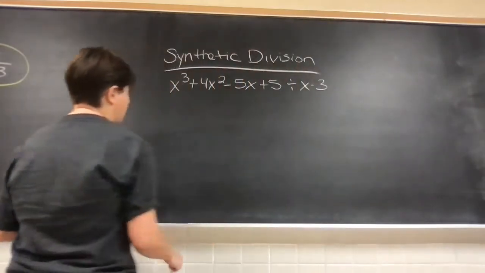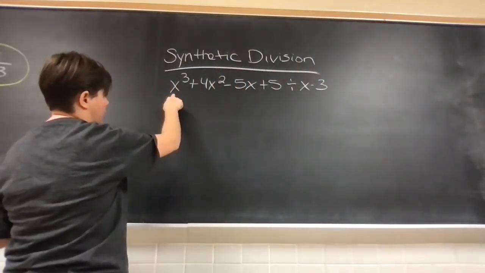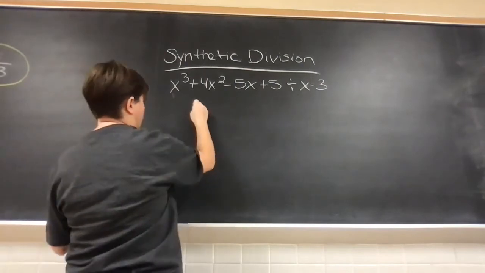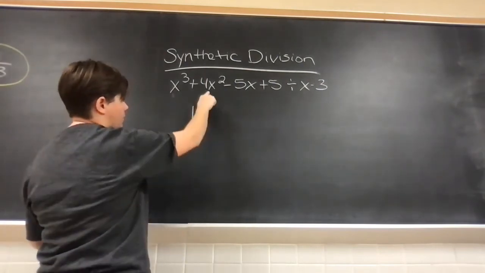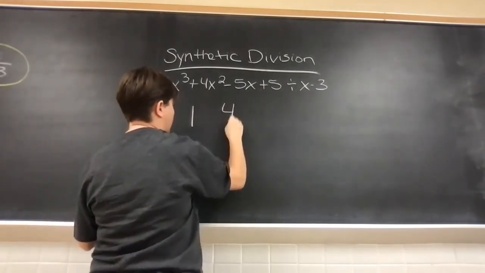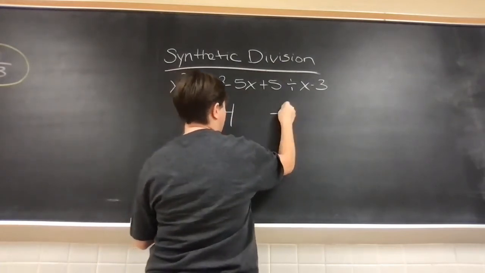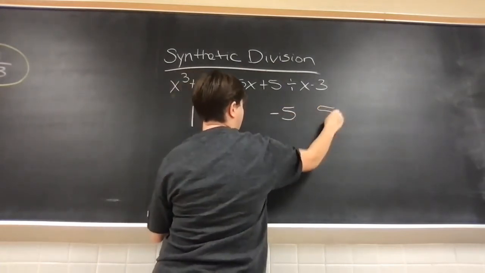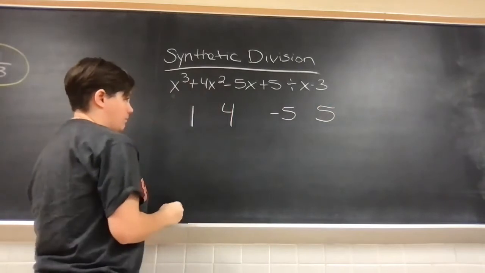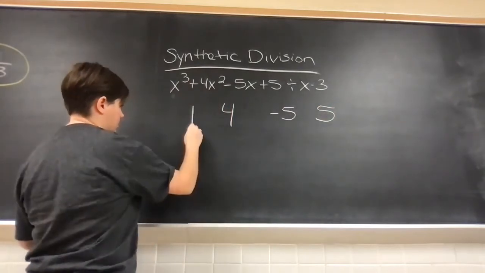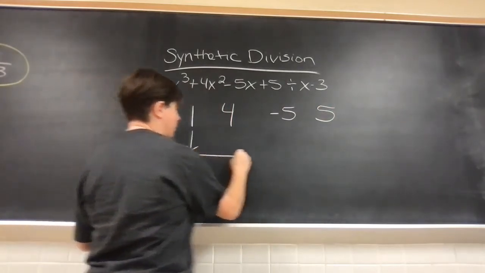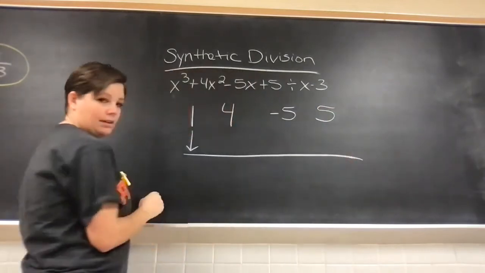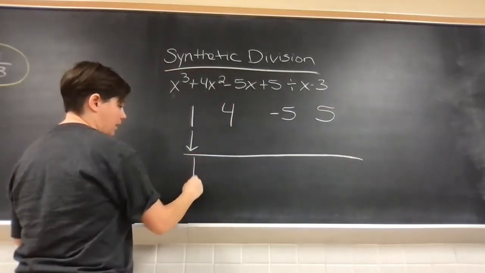With synthetic division, what we do is we write the leading coefficients. My coefficient for this x is a 1. My coefficient here is a 4. And then a -5 and a 5. Okay, so this looks kind of weird. I draw an arrow underneath my first one, and I draw a big line.